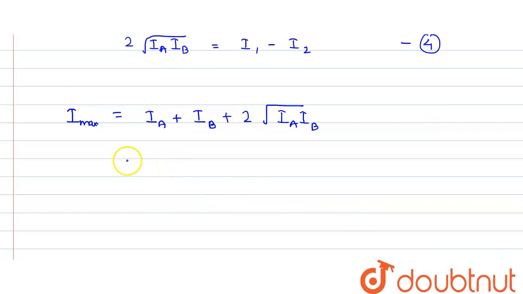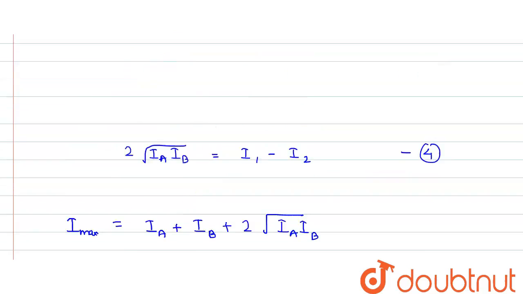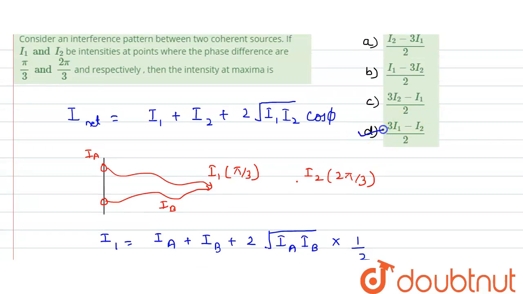Now, we know the values. We put in the value of IA plus IB, which is equal to I1 plus I2 divided by 2, and the value of 2 square root of IA IB, which is I1 minus I2. If we solve this, it turns out to be 3 times I1 minus I2 divided by 2. So which is the correct option? 3 I1 minus I2 divided by 2. That means D is the correct option. Hope you understood this solution.